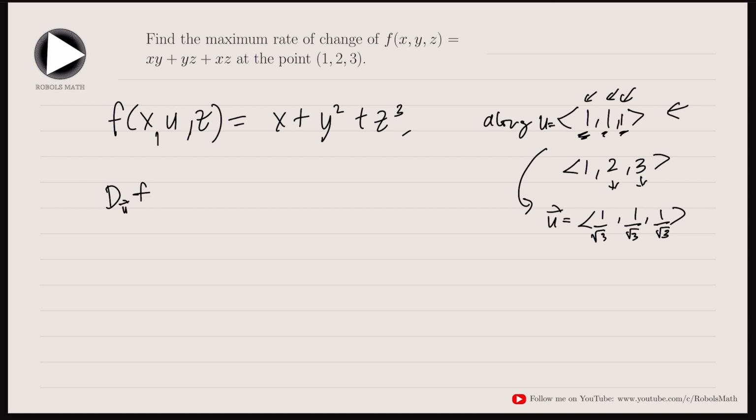So to find the directional derivative of a function f, we get this nabla of f, which is what we call the gradient of f, which is a glorified term for a vector containing the partial derivatives of the function. And then we get the dot product of this with the unit vector u. Okay?